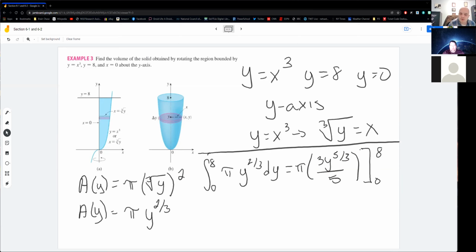Where'd you pull the 3 from in front of the y? It's the cube root. Okay, so that 3 comes, because remember, you take whatever the exponent is, and you're dividing by it. So since we're dividing by 5/3, you end up flipping it over. I see.